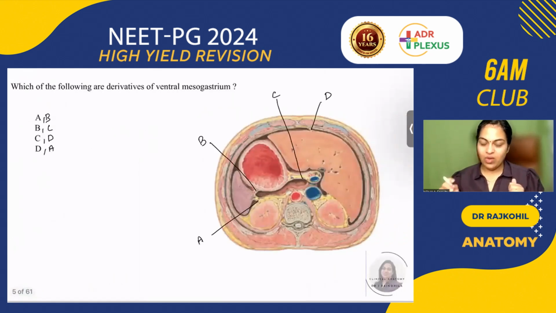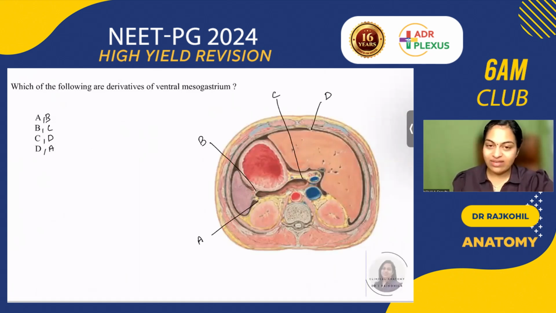Okay. So whatever I'm going to discuss in the next 1 hour, it's all from the previous year papers. Which of the following are derivatives of the ventral mesogastrium? Can you keep entering the answer in the text box?